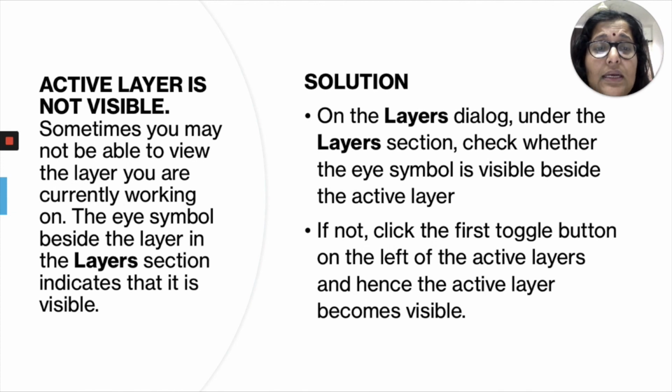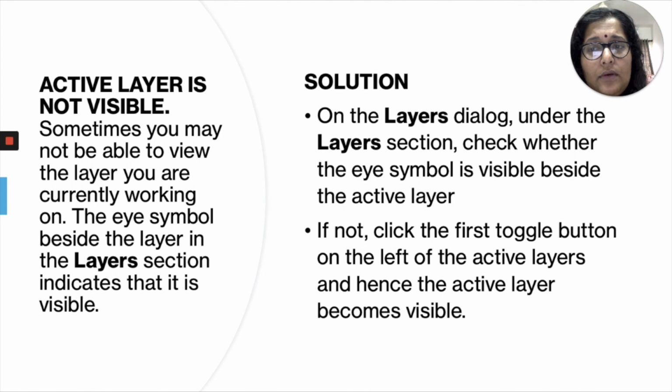If not, click the first toggle button on the left of the active layer, and hence the active layer becomes visible. There is a toggle switch. A toggle switch means a switch that can be slid from one end to another. You can click on it, then the active layer becomes visible.